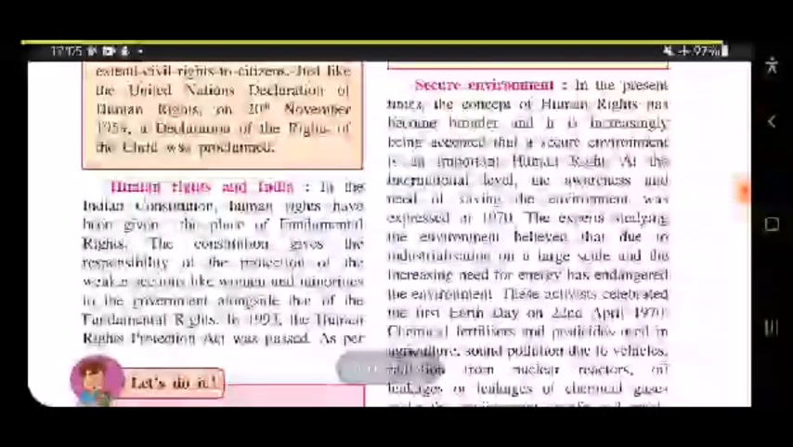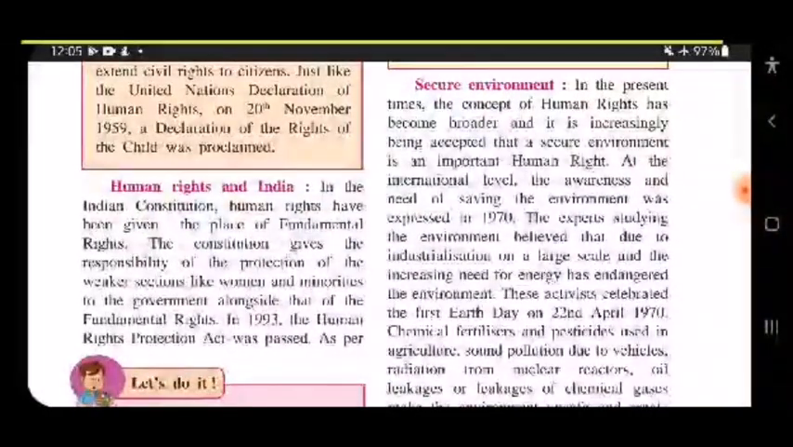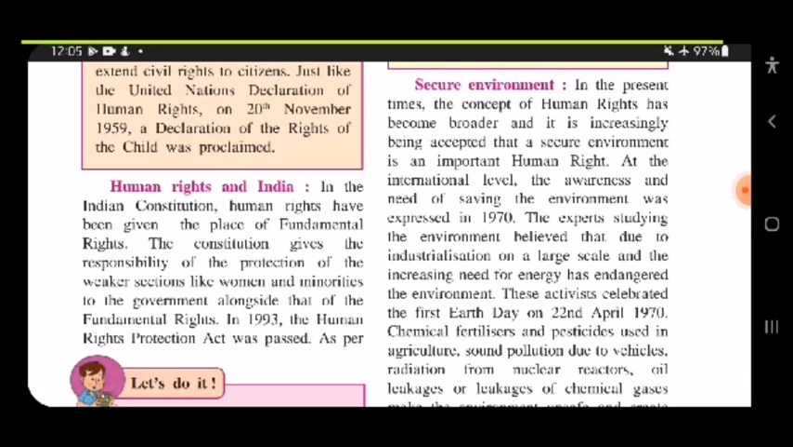Let's move to the next point, that is secure environment. Now, in the present times, the concept of human rights has become broader, and it is increasingly being accepted that a secure environment is an important human right. Secure environment means the environment where we are living should be secure. Now, what things should not be there? There should not be pollution or putting waste in the rivers, in the water bodies. We should not do that. Okay, so let's see further.